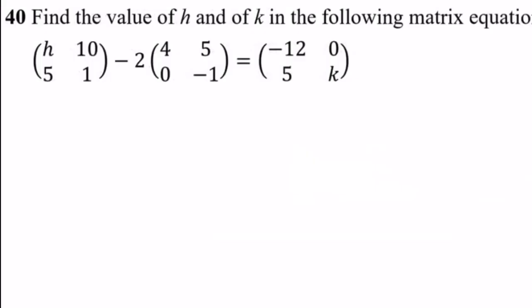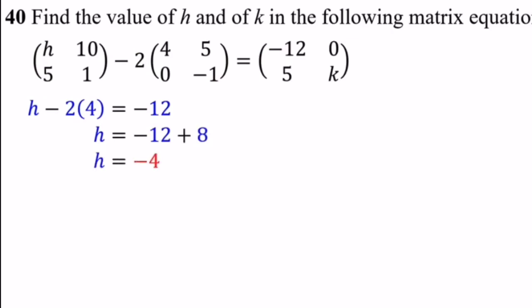Before we proceed to the last question, which is about the matrix. Okay, for matrix, it's very simple. You just highlight like this. H minus 2 times 4 equals negative 12. And you solve for H. H will be negative 4. And you form another equation, 1 minus 2 times negative 1 equals K. So K is equal to 3. So for matrix, you need to be very careful.